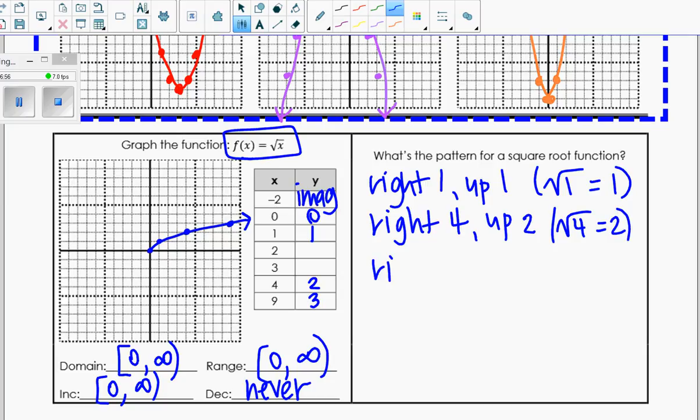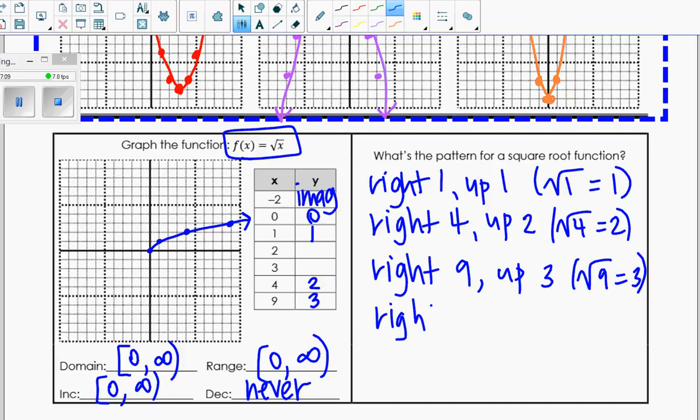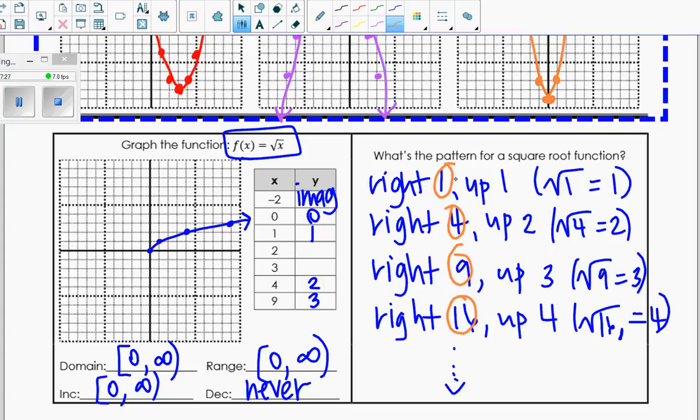If I go right 9, I'm going to go up 3 because the square root of 9 is 3. If I go right 16, I'm going to go up 4 because the square root of 16 equals 4. So on and so forth, right? We could keep going. But basically, what you want to notice is that all of your inputs here, all of your x values, are perfect squares because you want to take the square root of a perfect square to get a nice pretty number.